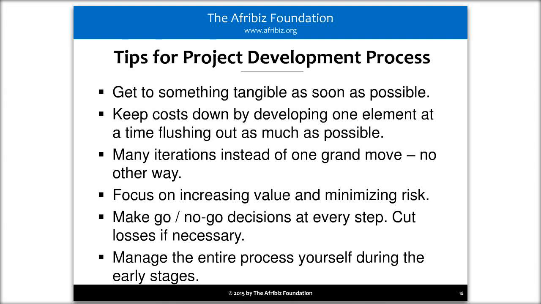You want to keep costs down by developing one element at a time, fleshing out as much as possible. And really what that says is, once you have your project definition and you have actually even pulled your concept document together, you can then use that as a means to develop in detail through pre-feasibility and even feasibility the different parts of the business model. Many iterations instead of one grand move. There's no other way. That's what you do with project development. That's what you do with business, with developing business models in order to develop a master plan.